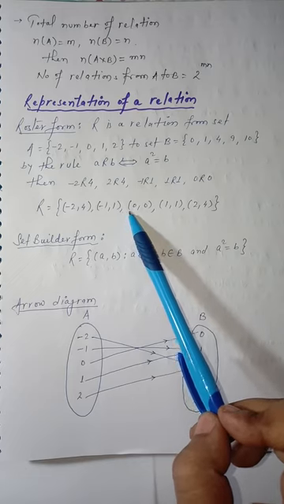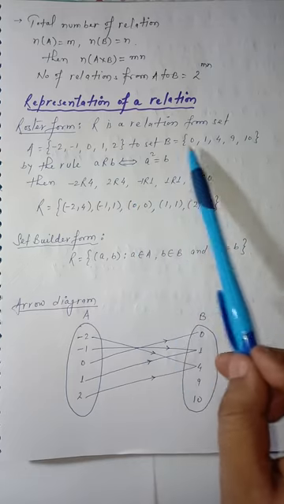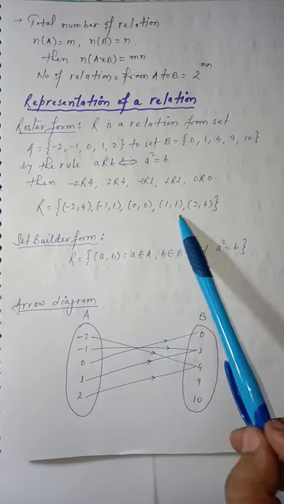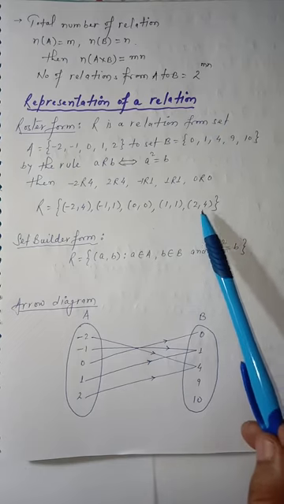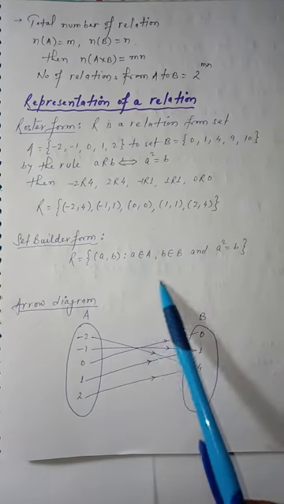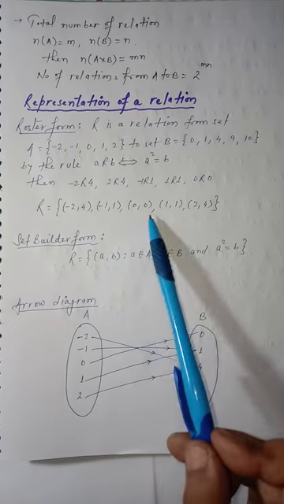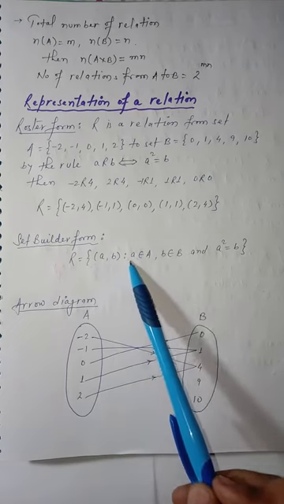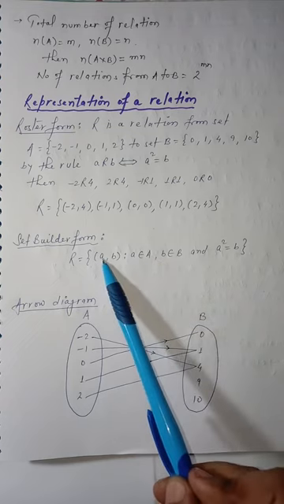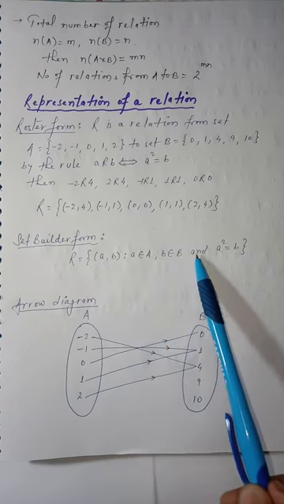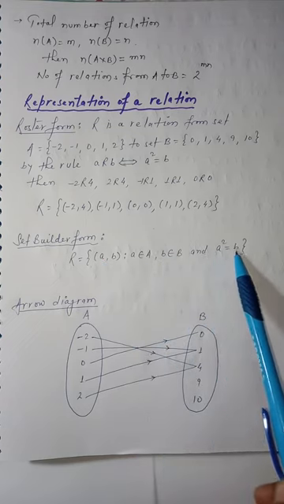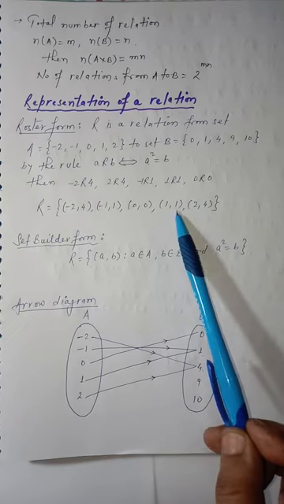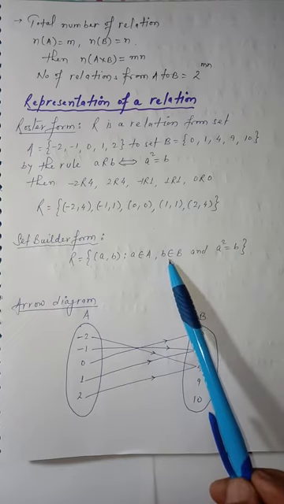So this relation is defined from set A to B. This is the roster representation of a relation. Second is set builder. We already know, if you want to write this relation in set builder, you will write R is equal to {(a, b)} such that a belongs to set A and b belongs to set B, and the rule is a square is equal to b. So the same relation I have written in the form of set builder.